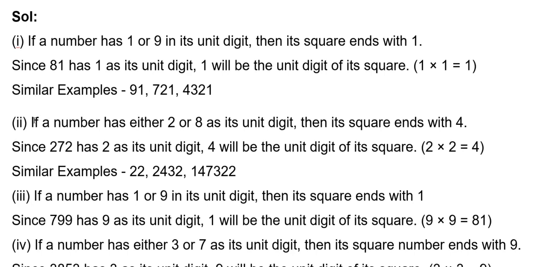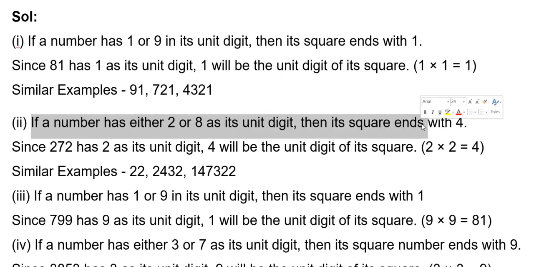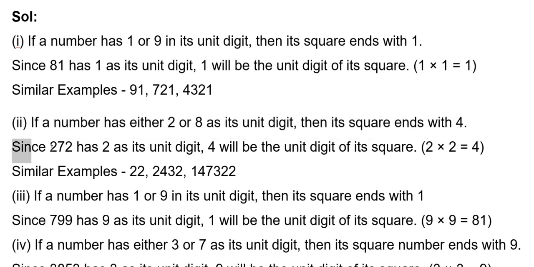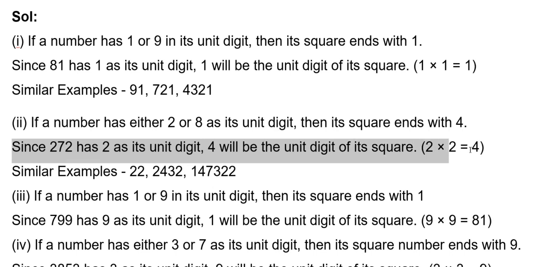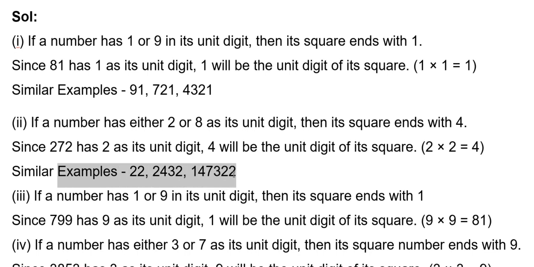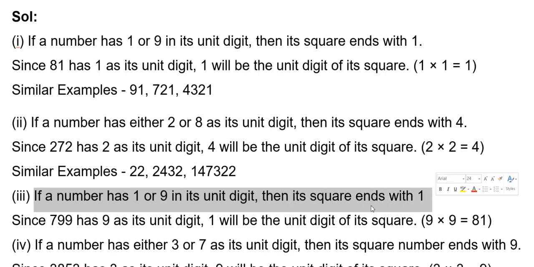Second one: if a number has either 2 or 8 as its unit digit, then its square ends with 4. Since 272 has 2 as its unit digit, 4 will be the unit digit of its square. 2 into 2 is 4. Similar examples: 22, 243, 2432, 1,047,322.